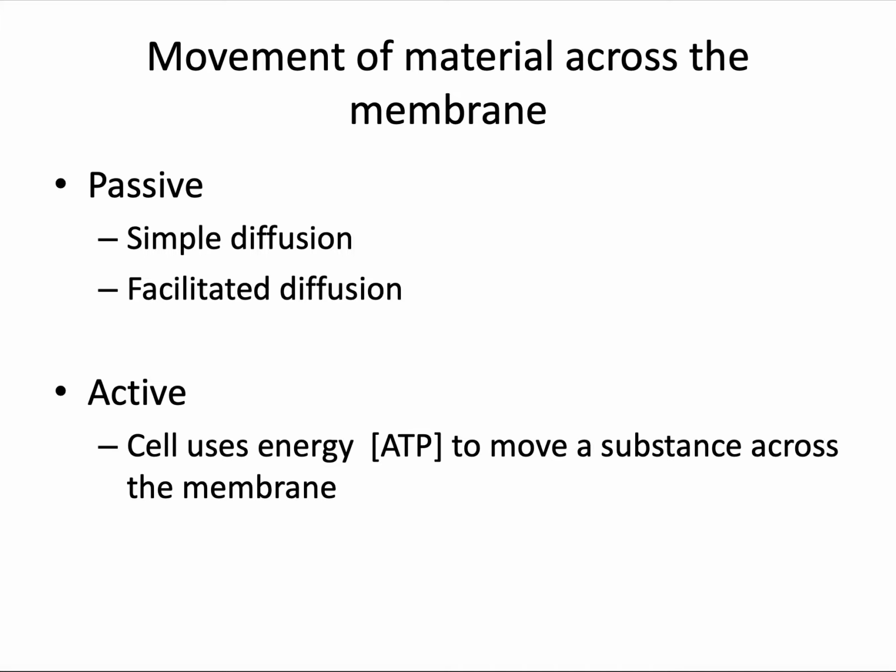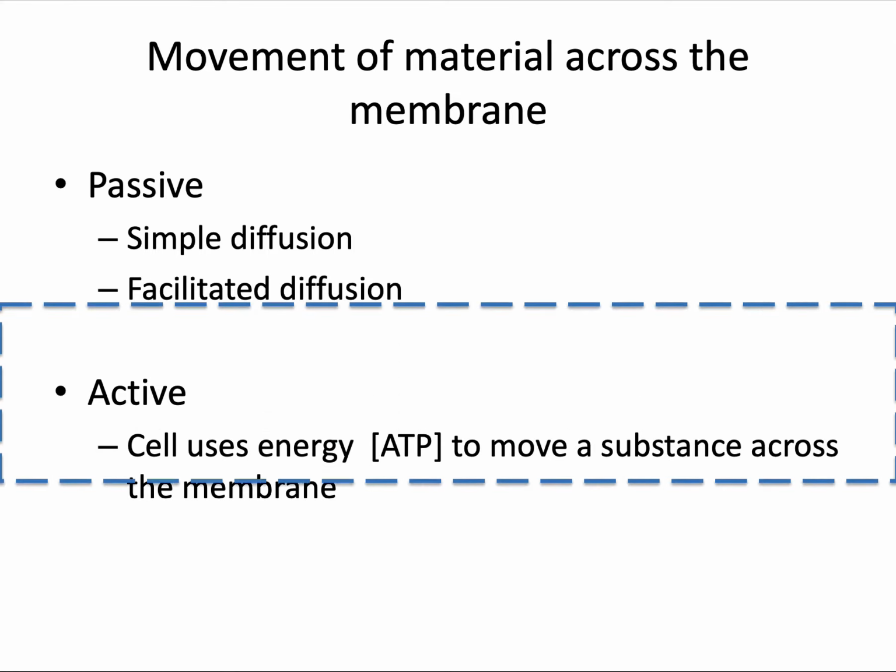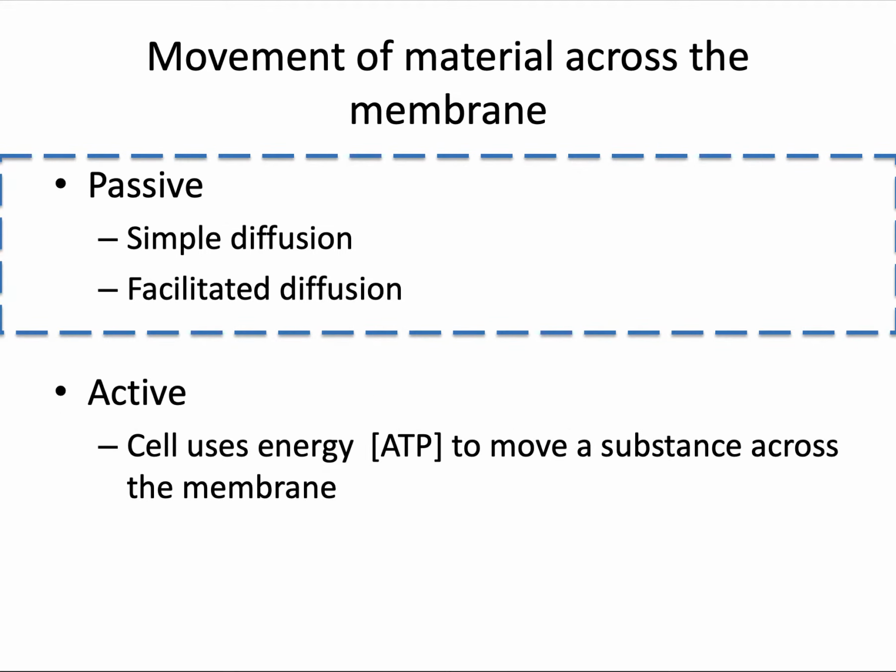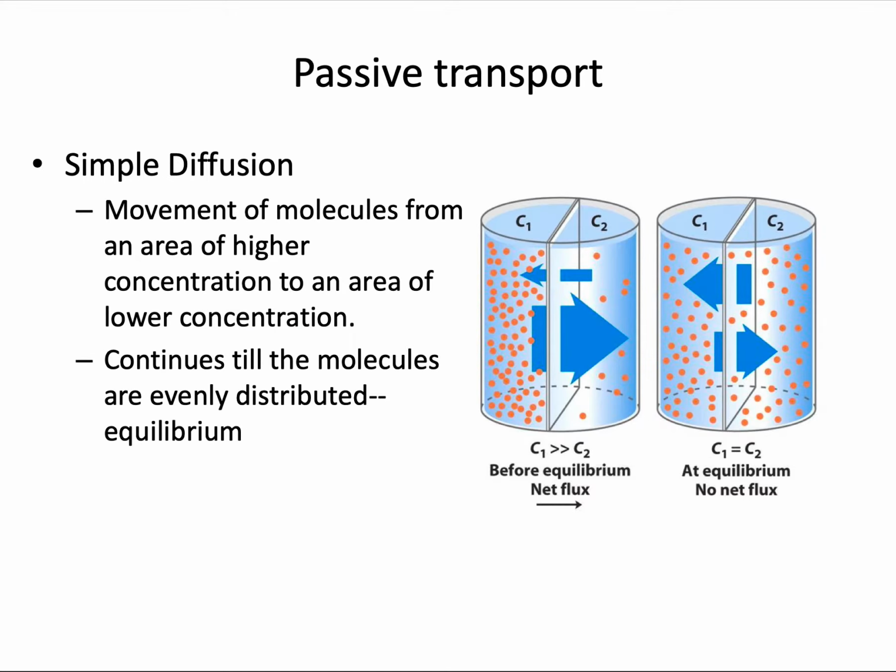We have what we call passive movement of substances, and then we have active movement of substances. The passive movement of substances does not involve the use of energy. So we have simple diffusion and facilitated diffusion. Simple diffusion is when you have movement of substances in the direction of the gradient.